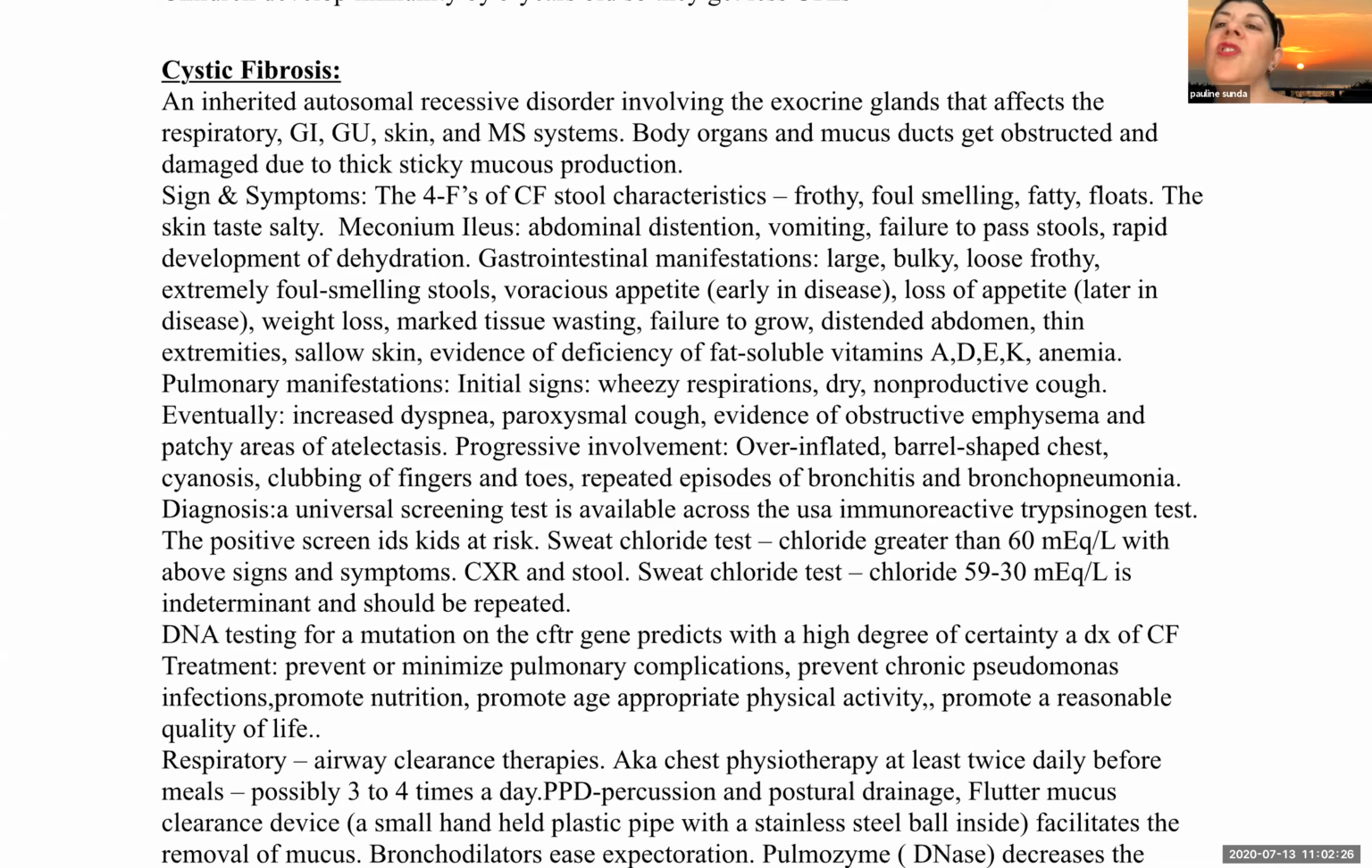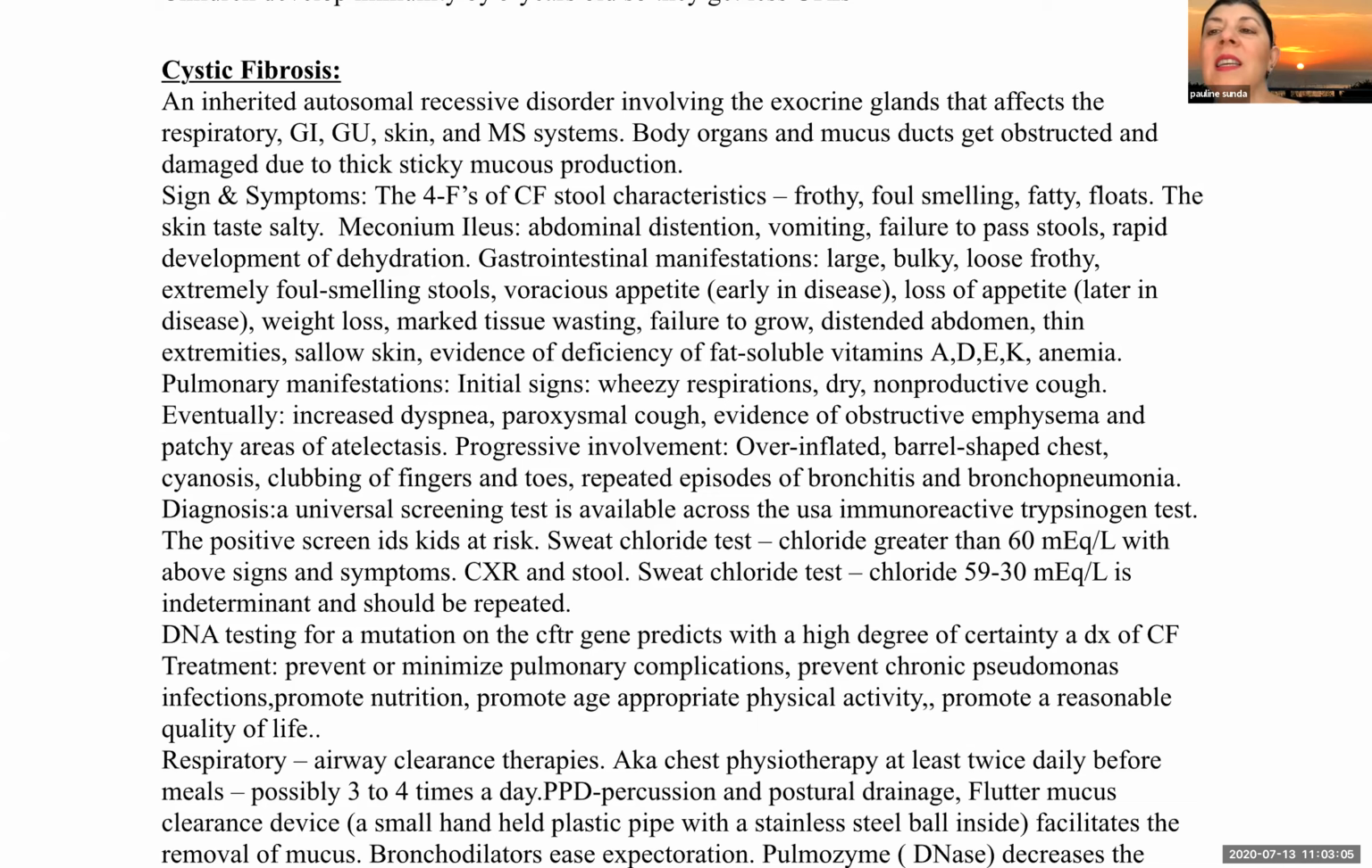They can also have issues with meconium ileus. Here, signs and symptoms would include abdominal distension, vomiting, failure to pass stools, rapid development of dehydration. GI manifestations include large, bulky, frothy, loose, extremely foul-smelling stools. Early in the disease, they have a very voracious appetite. Later in the disease, they have a loss of appetite, weight loss, and tissue wasting. They can even have a failure to grow.